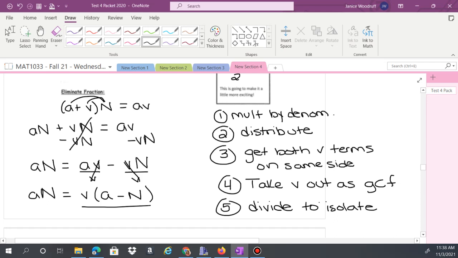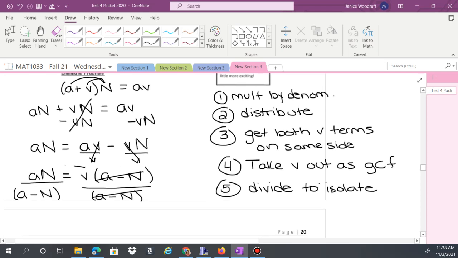Okay, so divide both sides by A minus N. V is isolated. Okay, so this is your answer here. Now, I know a lot of you are going to want to cross out the A and the N, but they're fundamentally different. This is A times N, this is A minus N. Totally different operations. You cannot cancel them out. This A and N are attached to each other through subtraction. So this would be your answer right here.